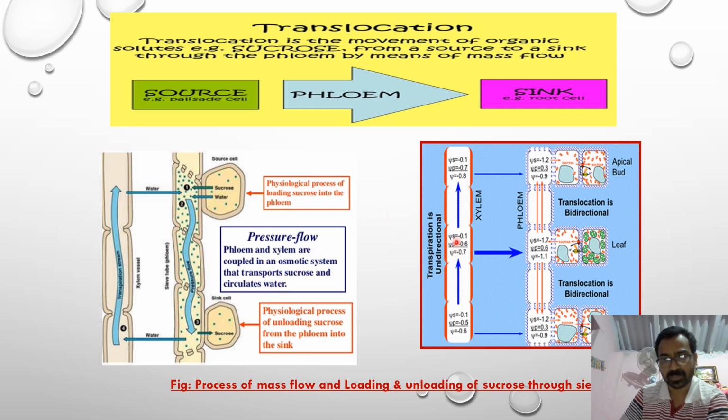Here the pressure terms have been utilized. You can see this is the suctional pressure that has been developed at the top of the plant where transpiration is taking place. Their pressure level is higher due to the loss of water in the form of vapor. So water is being pulled from the bottom to the top of the plant.